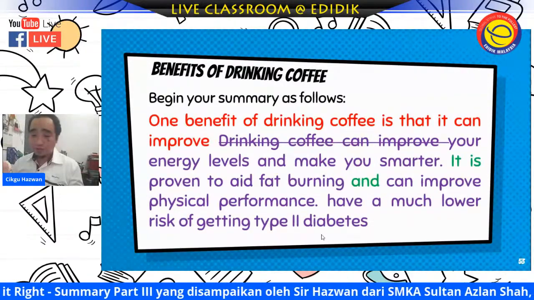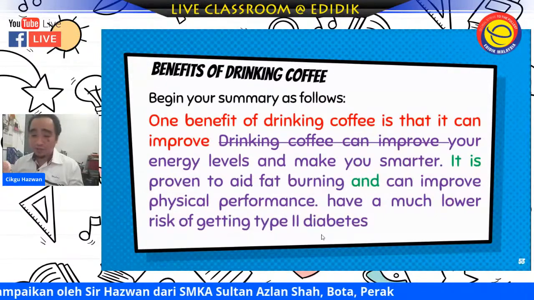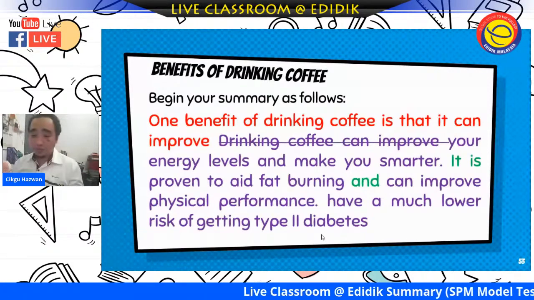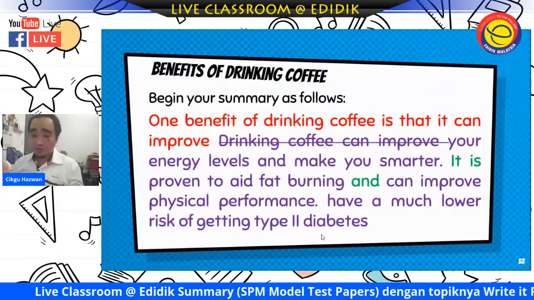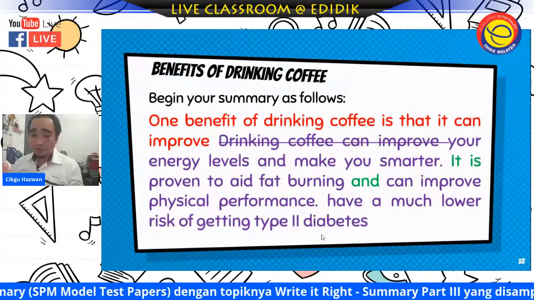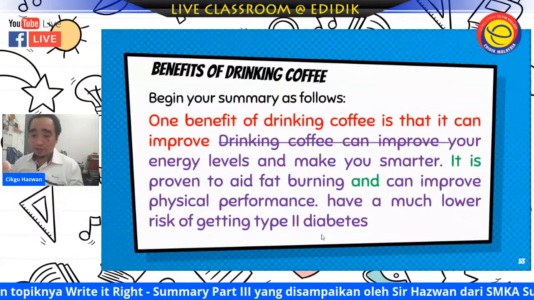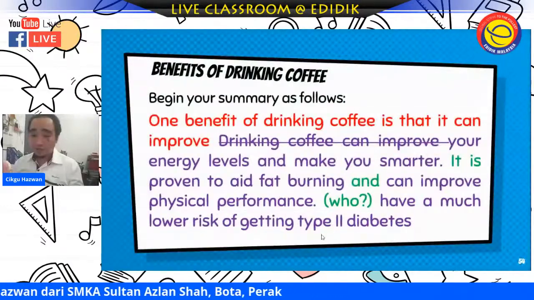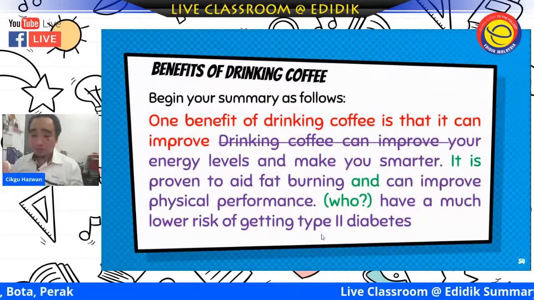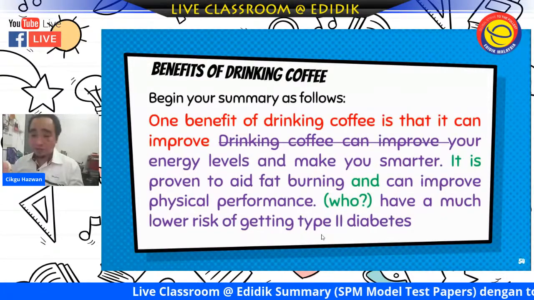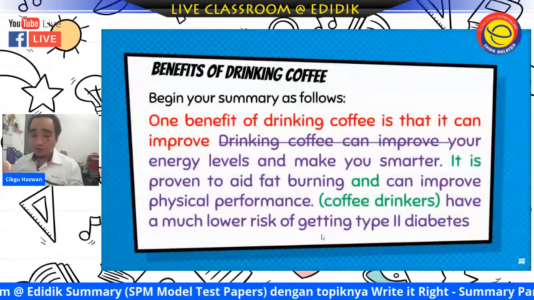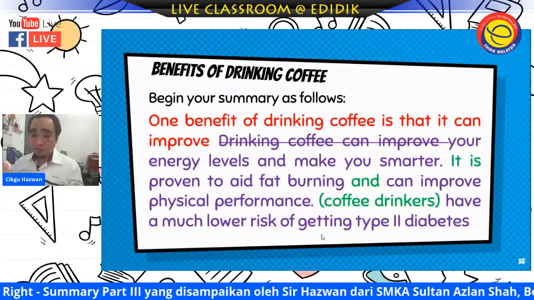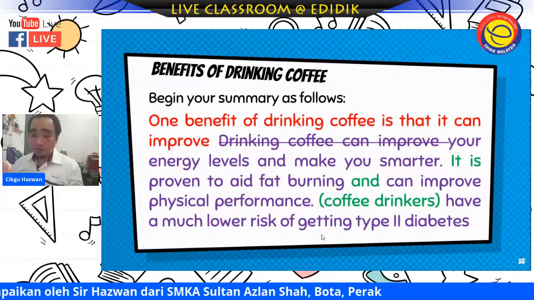Okay, and finally, you have a much lower risk of getting type 2 diabetes. So who has a much lower risk of getting type 2 diabetes? It's going to be people who drink coffee, or we can say coffee drinkers. So coffee drinkers have a much lower risk of getting type 2 diabetes.